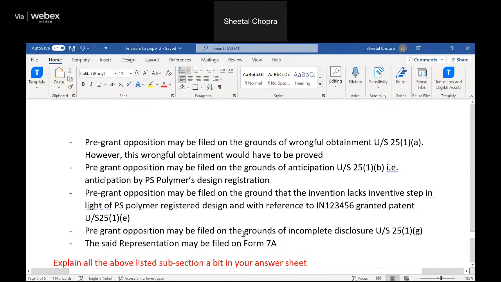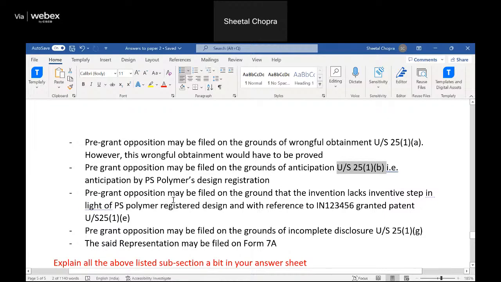So these are the different grounds on which it can be filed. Pre-grant opposition may be filed on the ground of wrongful obtainment by Raghu under section 25(1)(a). But this wrongful obtainment would have to be proved by PS Polymer though. Similarly, another ground that can be used to oppose Raghu's invention is under section 25(1)(b), that is, by anticipation through PS Polymer's design registration, saying that it is not novel work because there is already a design registration by PS Polymer.